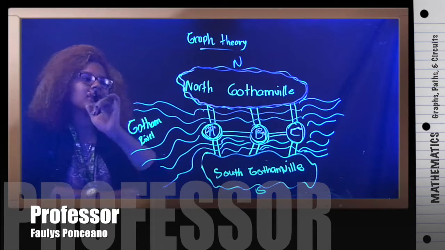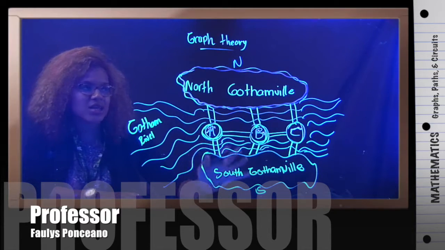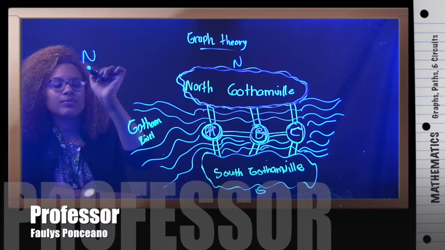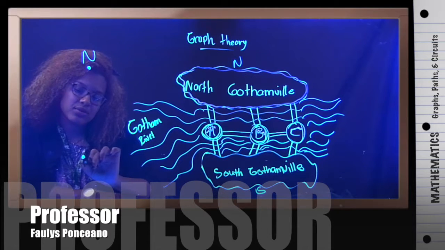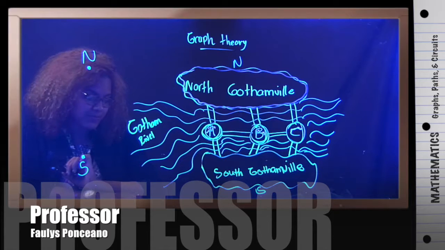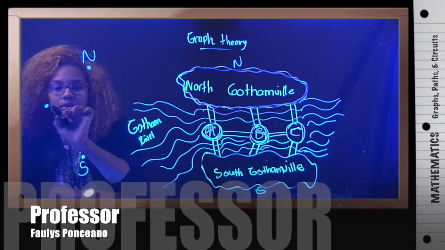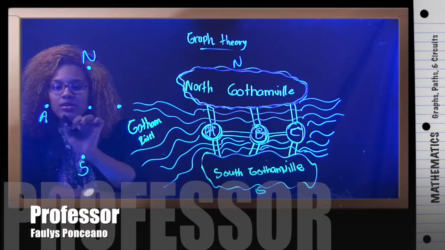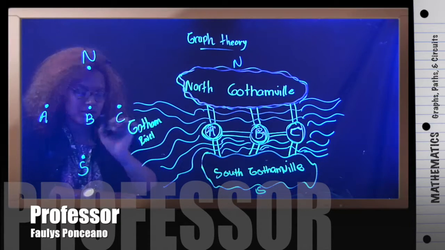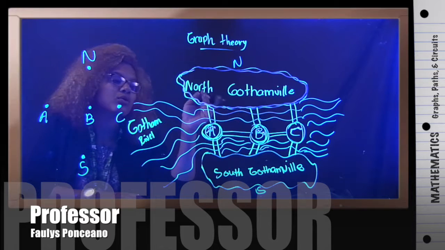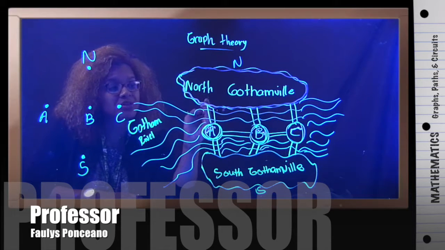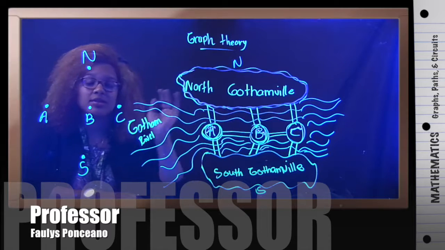And the easiest way is to simply take what you see right here. So I have the north, and that's one point. I have the south, and that's one point. I have three little islands in the middle, and I said this is A, B, and C. Now, using the bridges, that's how you're going to connect it. Think about your bridges as your edges in this scenario.